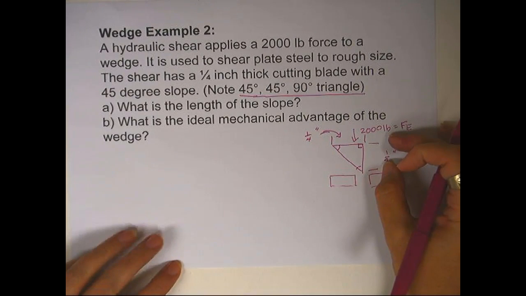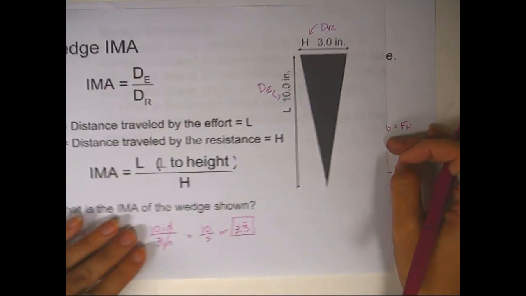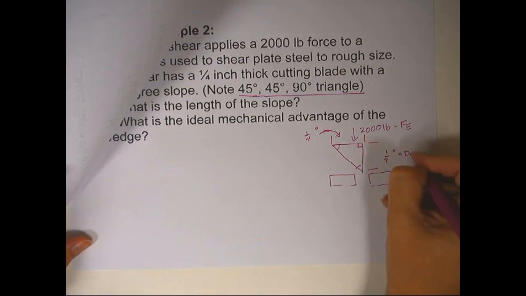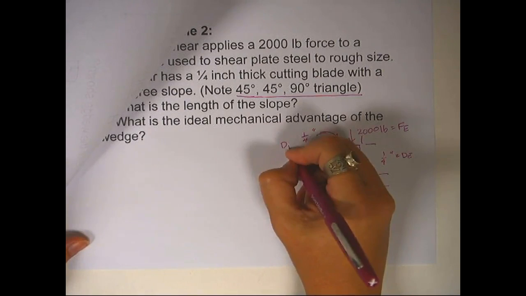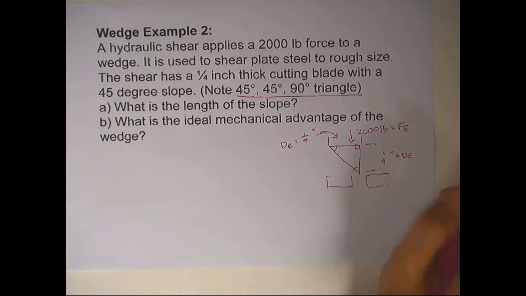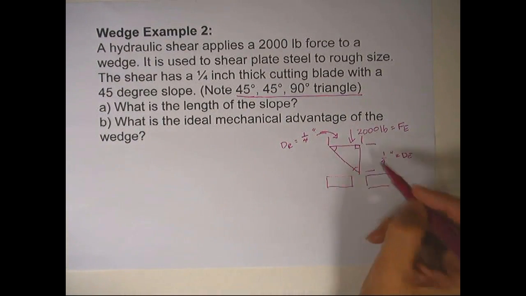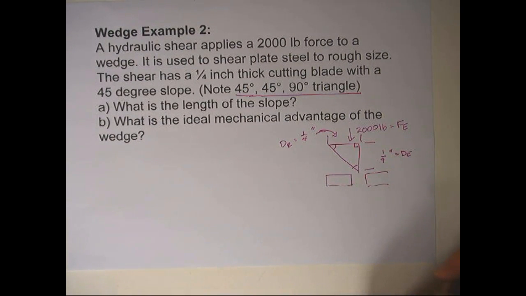So if we consider what we just had before, pull my picture over here. This height is my DE, and this part right here, that's my DR. Now that I've got my picture completely drawn out and labeled with all my parts, now I can go ahead and do this. First of all, it says, what's the length of the slope? This side here, what's the length going to be? How would we find it?